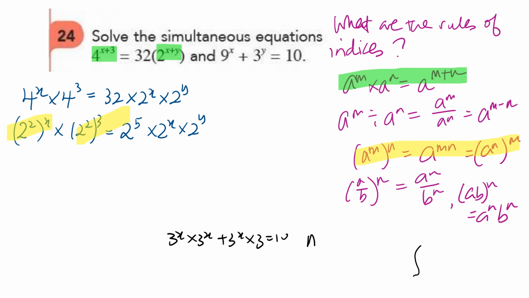Okay, right. So basically, you just break it down. Break this down into 4 to the power x times 4 to the power 3. Break this down, and then express everything to base 2. And the one highlighted in yellow, just use the one highlighted in yellow.